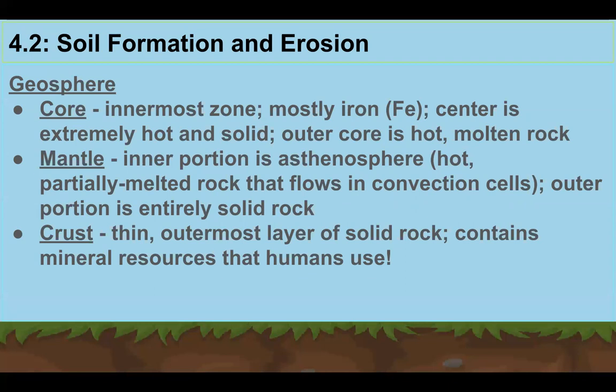The outer portion of the mantle is entirely solid rock, where it will be part of the tectonic plates along with the crust. And then the crust is the outermost layer of solid rock. It is cool. It is not very hot like the mantle or the core are. And the crust contains all the mineral resources that we as humans use.